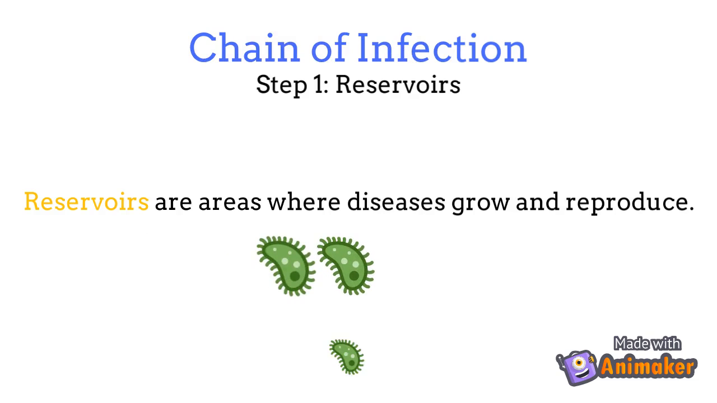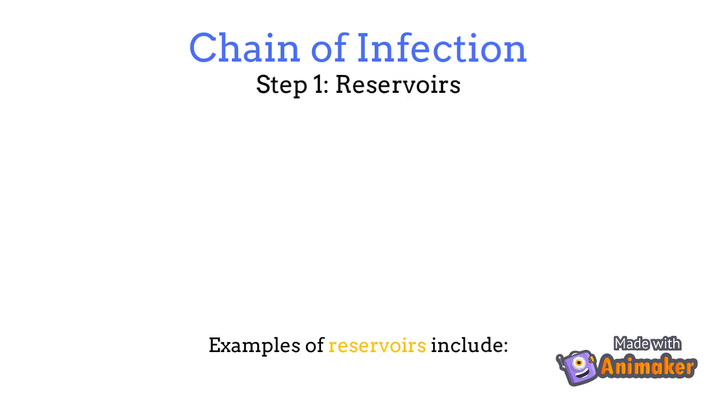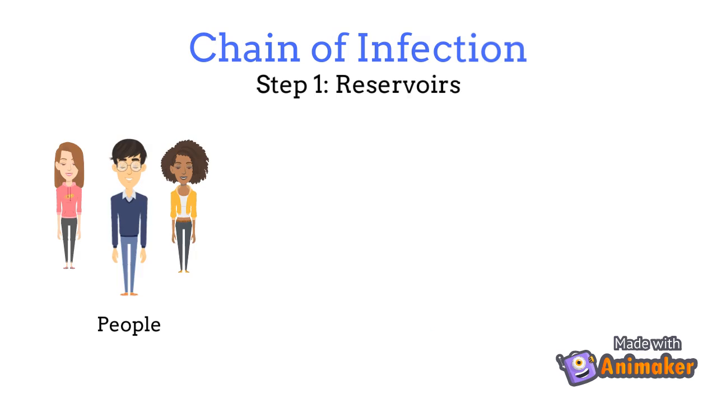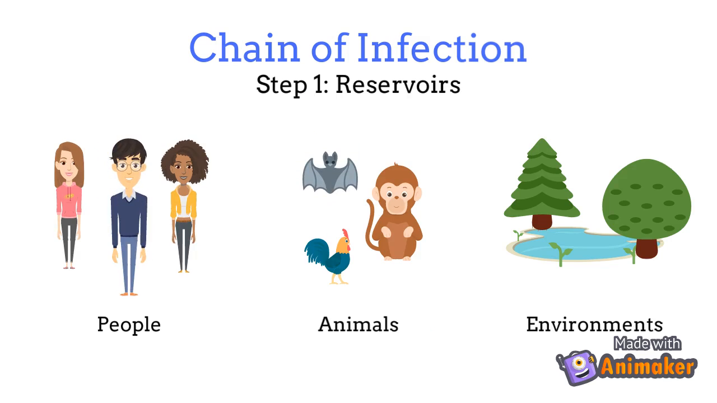Step 1. Reservoirs. Reservoirs are areas where diseases grow and reproduce. Examples of reservoirs include people, animals, and environments.